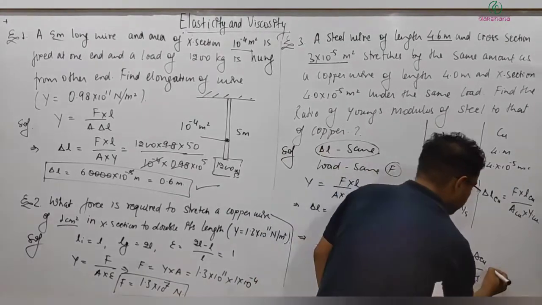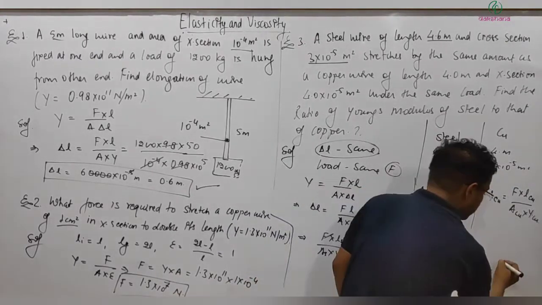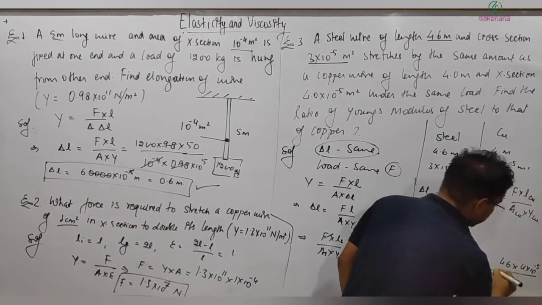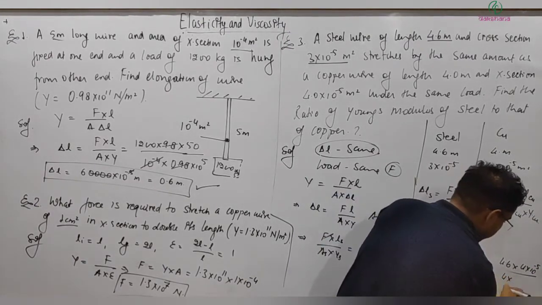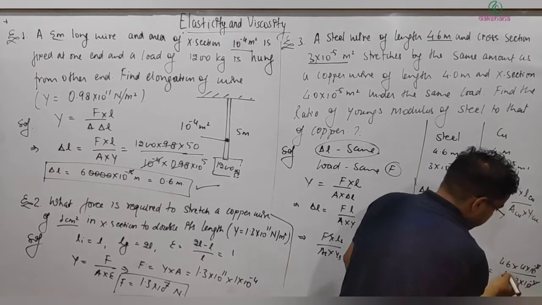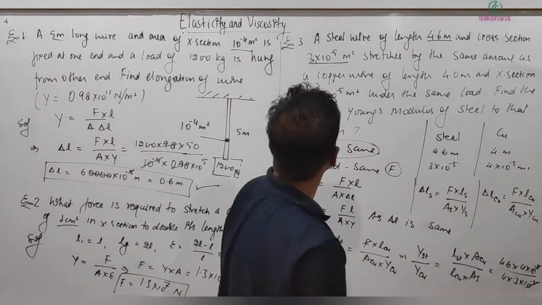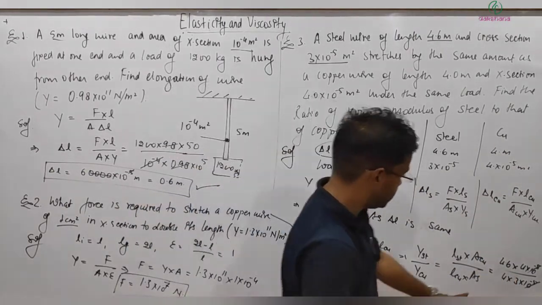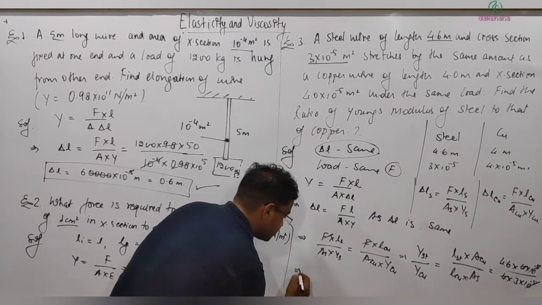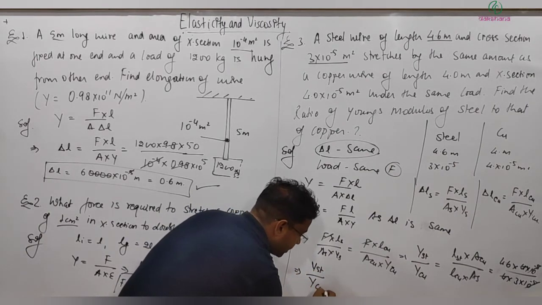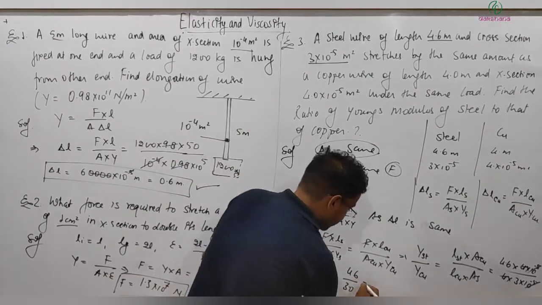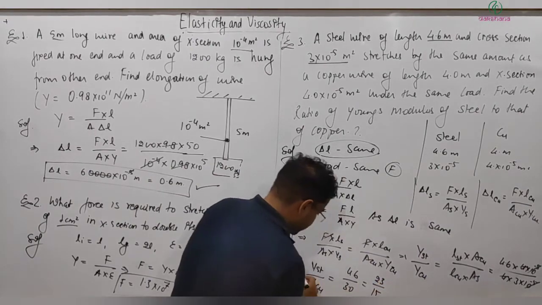Let's substitute the values here. L steel is given as 4.6. Area of copper is given as 4 into 10 to the power minus 5. L copper is 4 meter, and area of steel is 3 into 10 to the power minus 5. Let me just check it. 4.6 meter, yes, and this is 4 meter, so this is also gone. Y steel divided by Y copper is coming out to be 46 divided by 30. Removing the decimal point, this is equal to 23 divided by 15, and this is the answer.